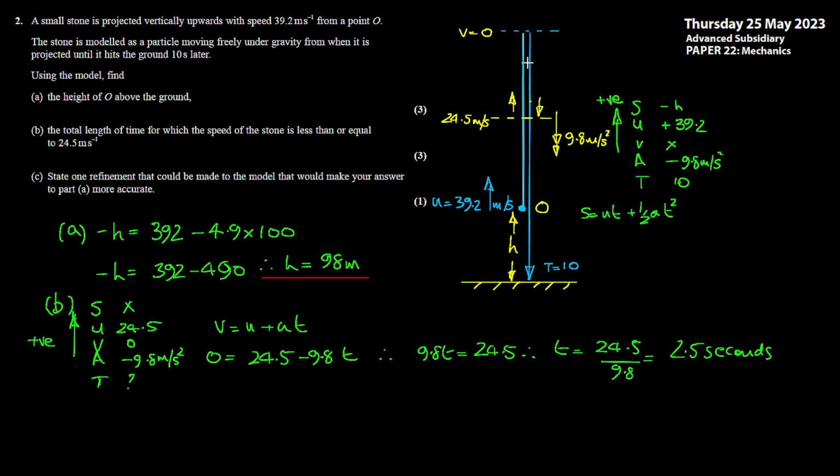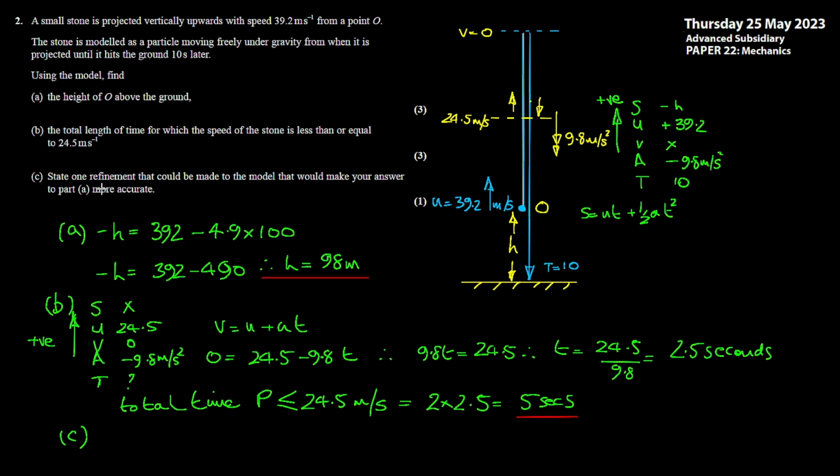But this is only half the journey. So the total time that P is travelling at less than or equal to 24.5 meters per second is 2 times 2.5, which is equal to 5 seconds. And that's the answer to part B.